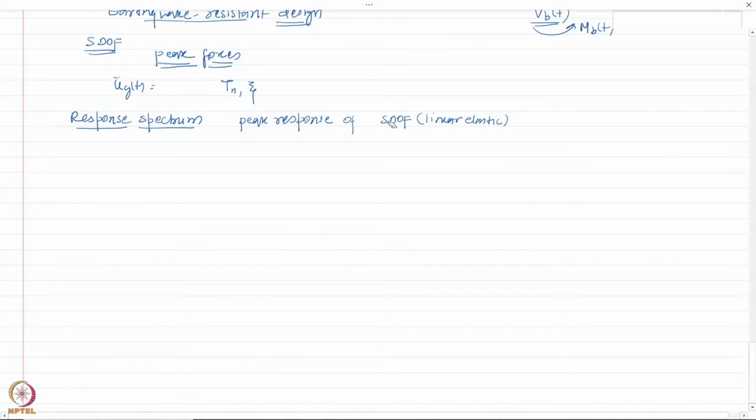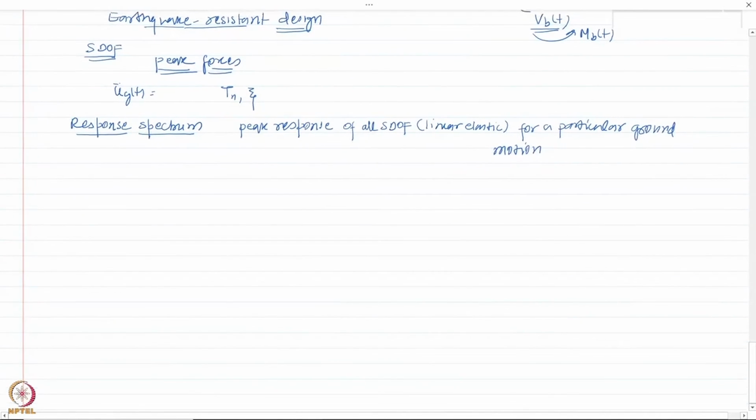I should not say a single system. Let us say, peak response of all single degree of freedom systems for a particular ground motion. And let us see how that is useful. So let's say that peak response could be anything. It could be displacement, it could be velocity, or it could be, let us say, acceleration.